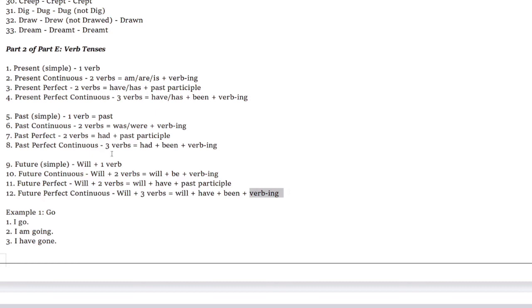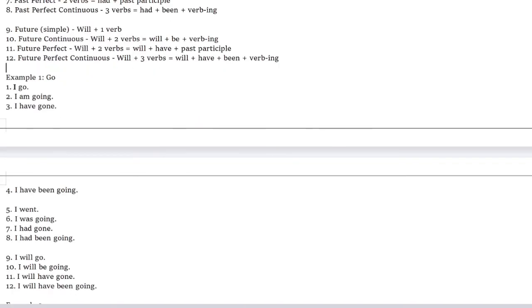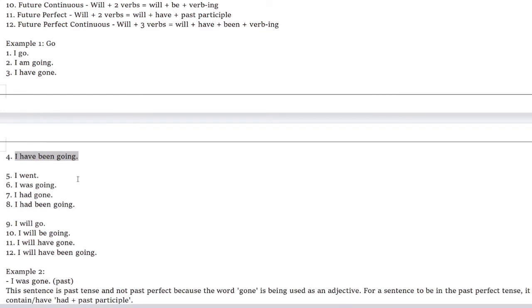So now let's quickly take a look. First we'll do the present tense. We'll use the verb to go. Number one is I go, simple. I am going, present continuous. I have gone, present perfect. I have been going, present perfect continuous.